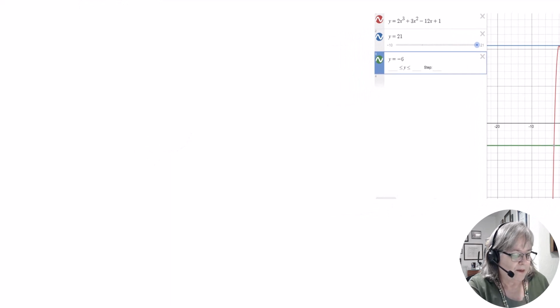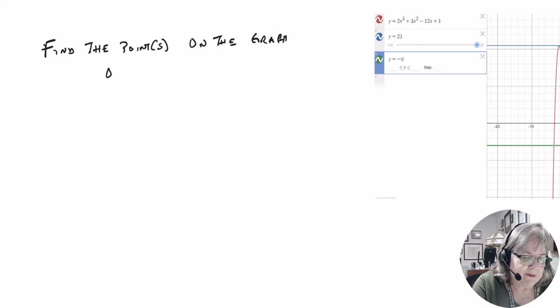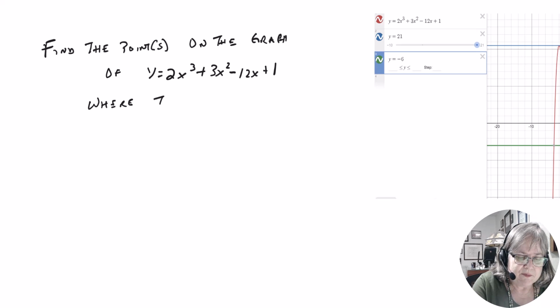This will be our last problem. So what if I said find the points, or maybe there's just one, I'm going to put this in parentheses, on the graph of y equals 2x cubed plus 3x squared minus 12x plus 1, where the tangent is horizontal.